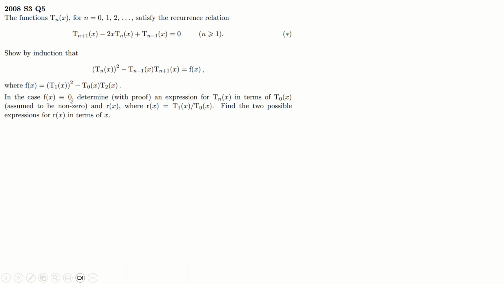Now in the case f of x equals 0. So now this is 0, so we can set this to be 0, and that's true for all n, remember, because we just proved that. And in this case, f of x equals 0, so it's still fine.